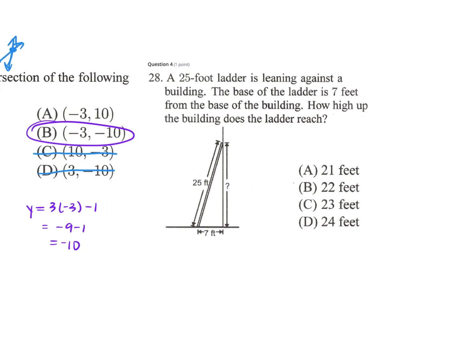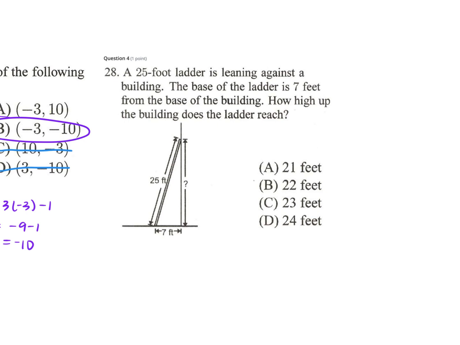All right, on to the next one. It says a 25-foot ladder is leaning up against a building. The base of the ladder is 7 feet from the base of the building. We want to know how high up the building this ladder reaches. And they gave us a nice drawing here to help us. Now, we're going to assume that the building is perpendicular to the ground. So that means we have a 90-degree angle, which means we can use some trigonometry here, specifically the Pythagorean theorem.